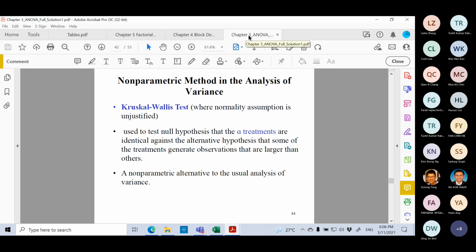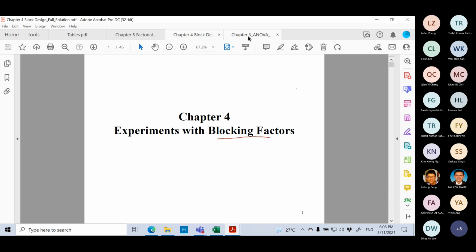For those students who are not familiar with the analysis of variance, at least you are aware of how the analysis of variance works. Then you can break the variance components into the difference of the components, which we call the sum of squares. After that, we can compare the different levels of the means.